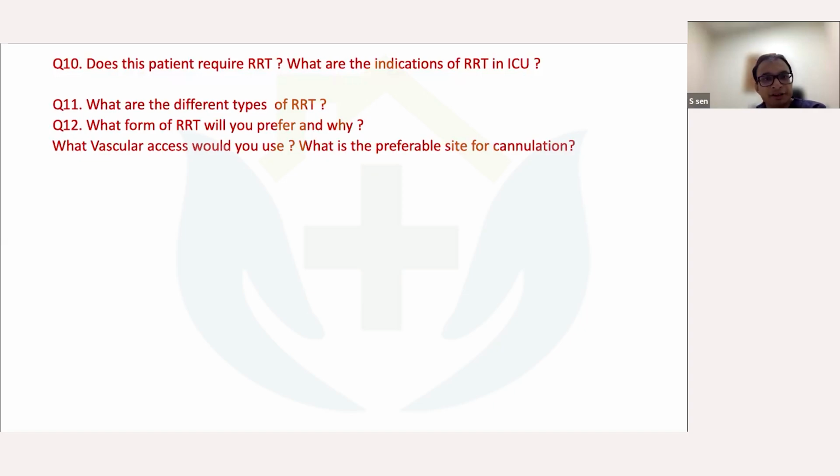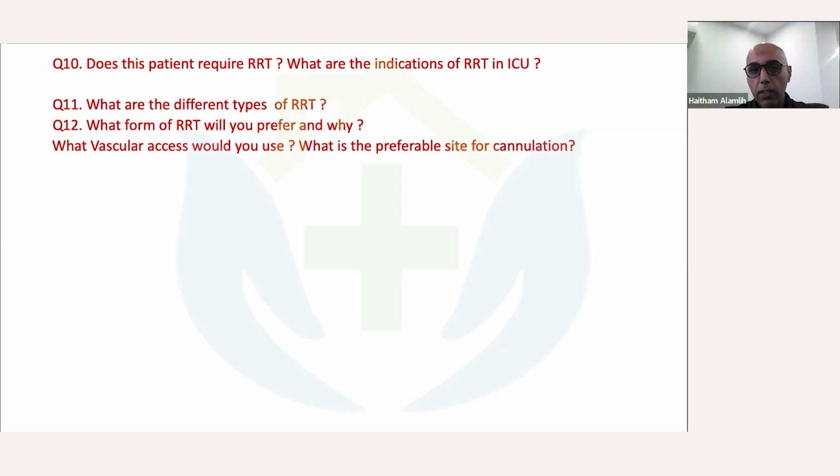What are the different types of RRT? What form of RRT will you prefer for this patient and why? And what vascular access will you use? What will be the preferable site of cannulation? Okay, we are speaking here about hemodialysis, not peritoneal dialysis for sure. Hemodialysis could be intermittent or CRRT, continuous renal replacement therapy. For this patient, I will prefer CRRT. Although there is no evidence that CRRT is better than intermittent hemodialysis, as the patient is on dual vasopressors and in critical condition, I will go for CRRT.